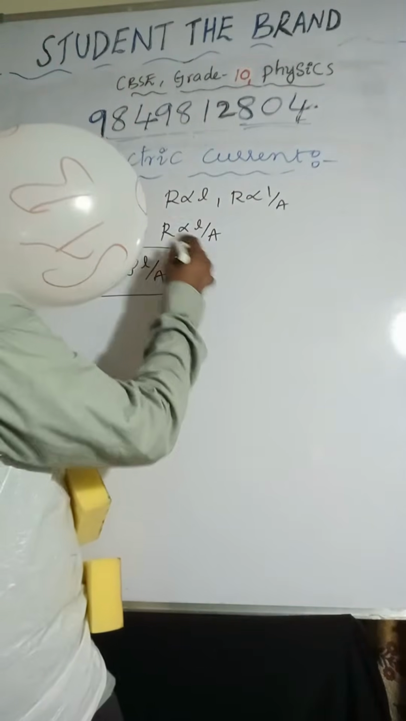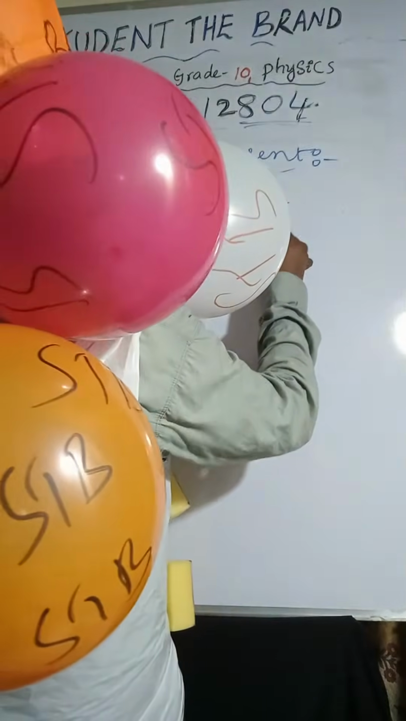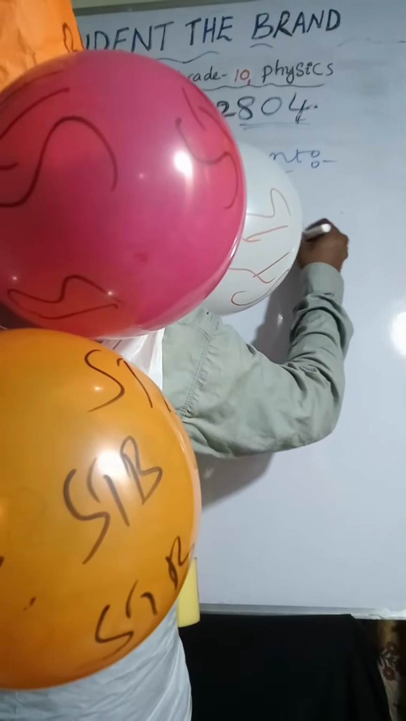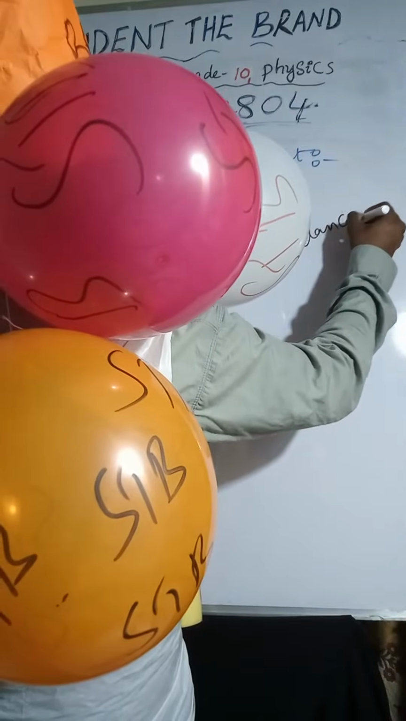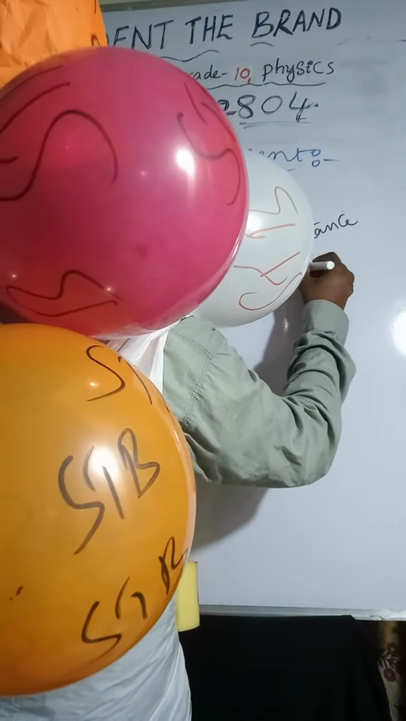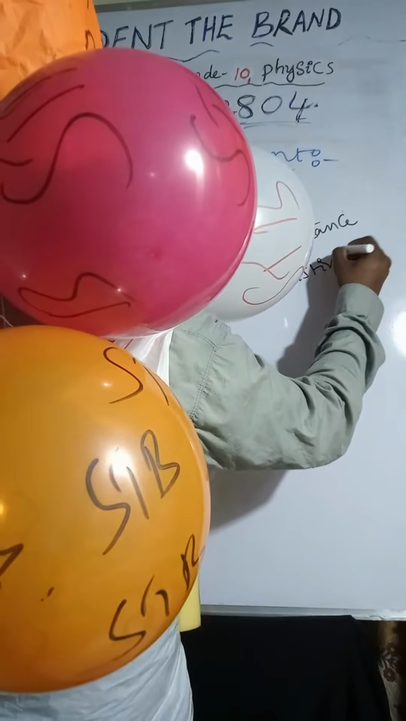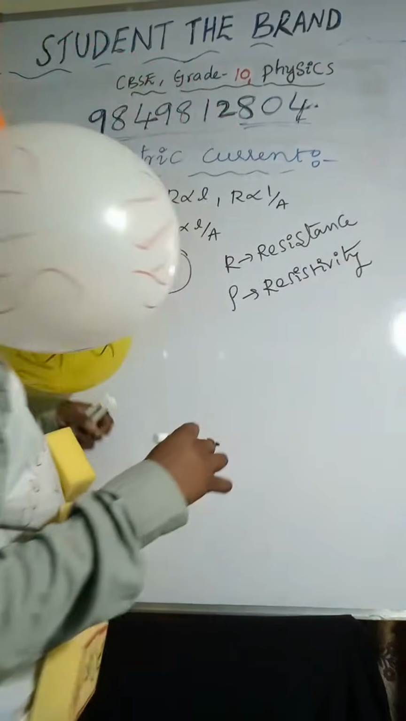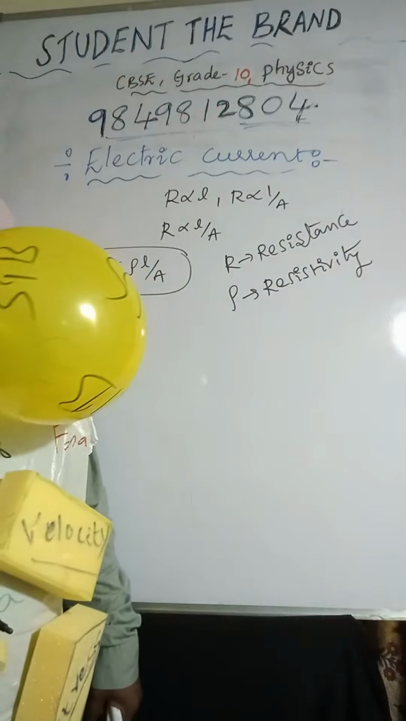So R is the resistance. Rho is the resistivity.